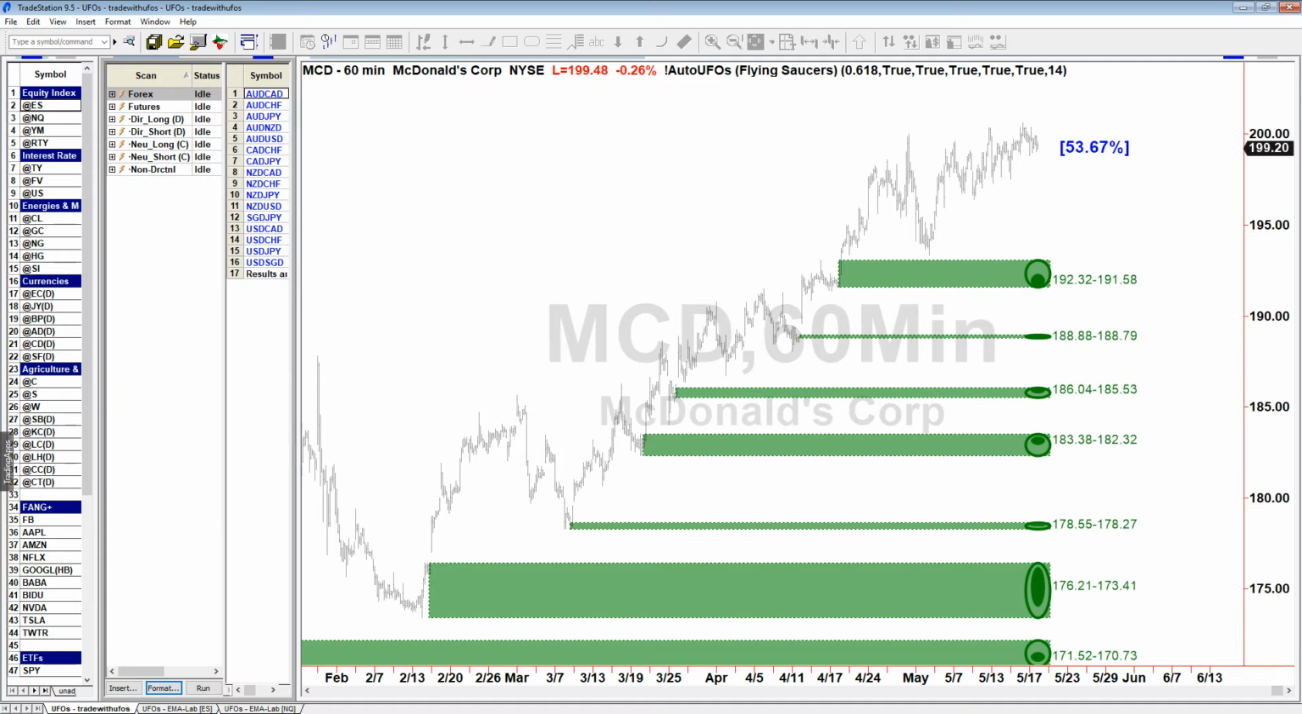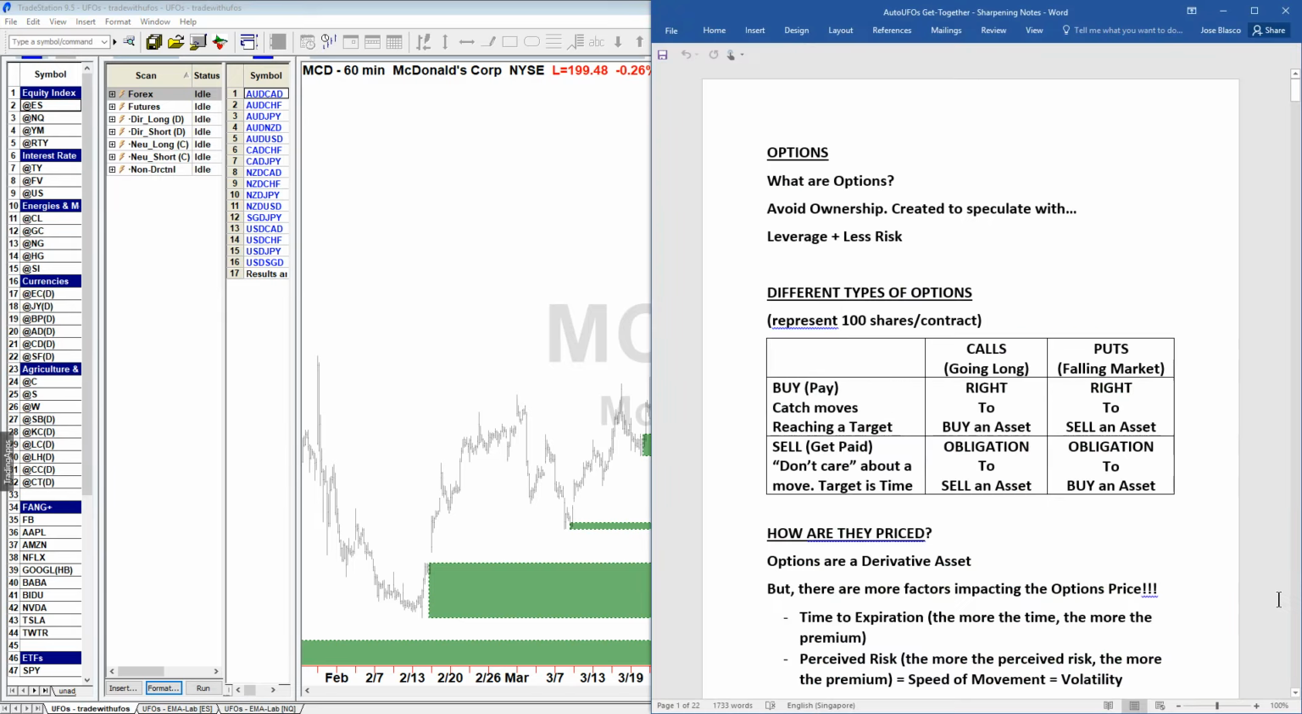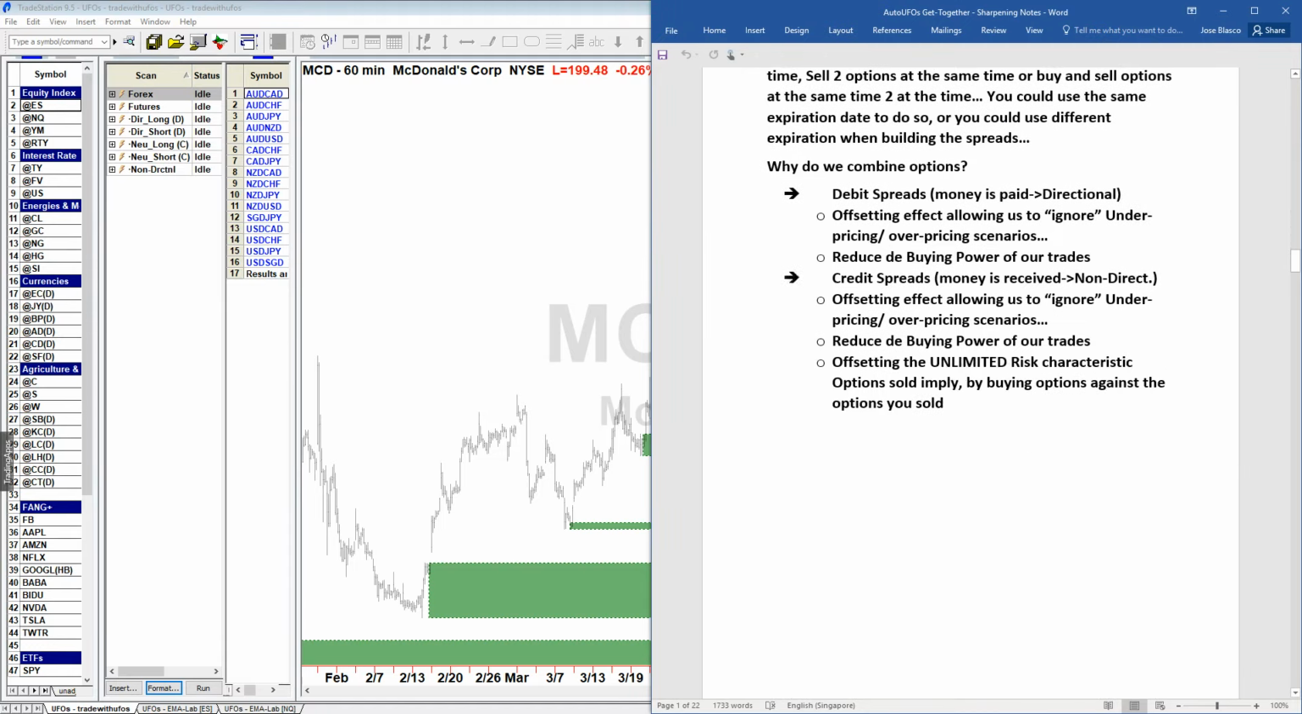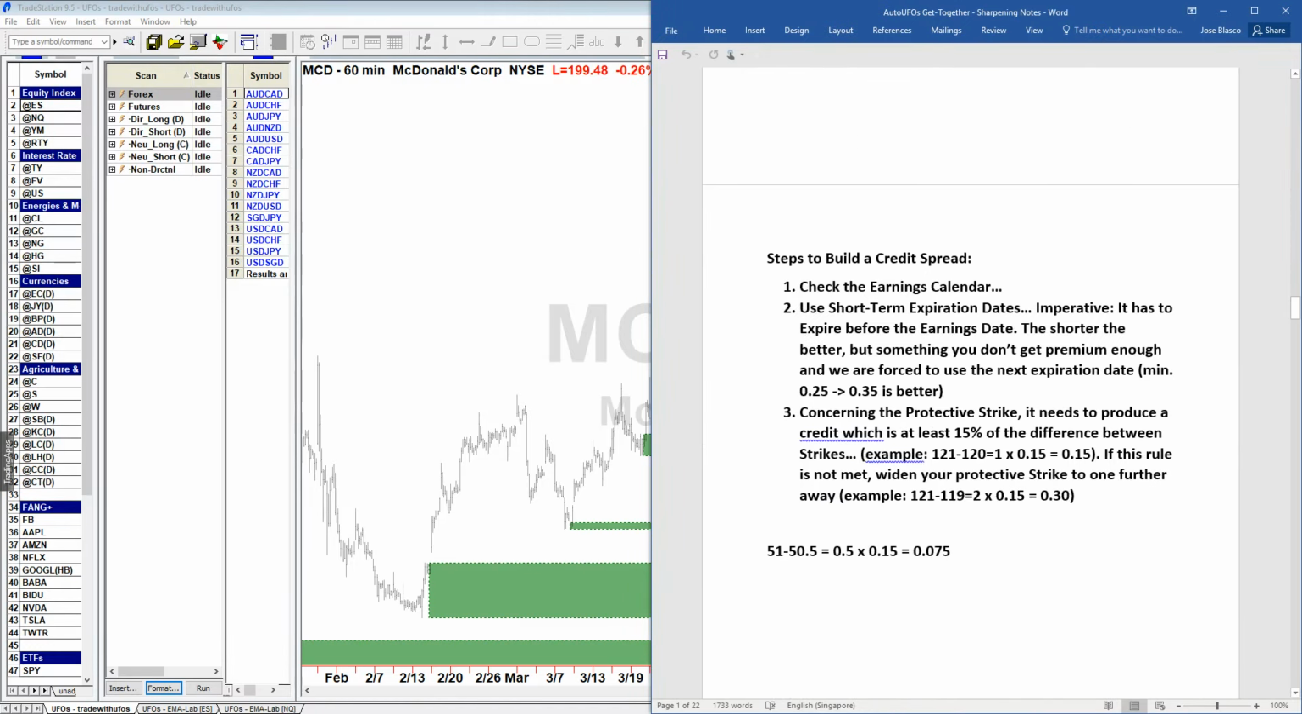But the ultimate confirmation that you have enough premium is actually the rule that we have when we say that we want a minimum of 15% of the difference between strikes. If you have enough premium, you will get your 15%. If you don't have 15% premium, you will not be able to pass this requirement, and therefore you will discard the trade.